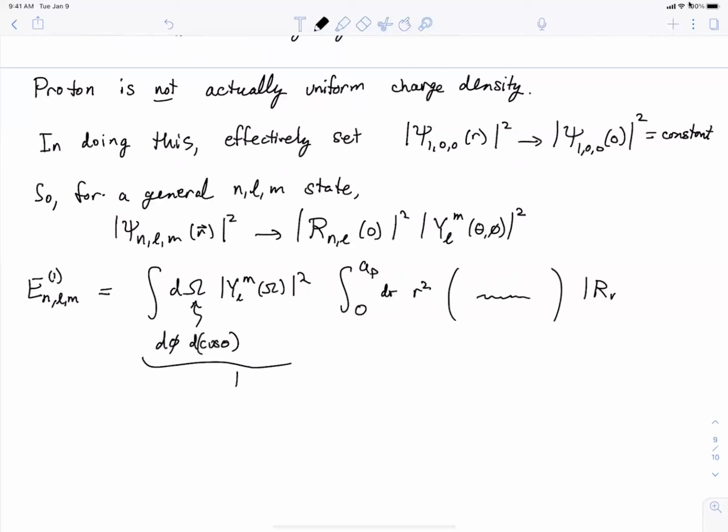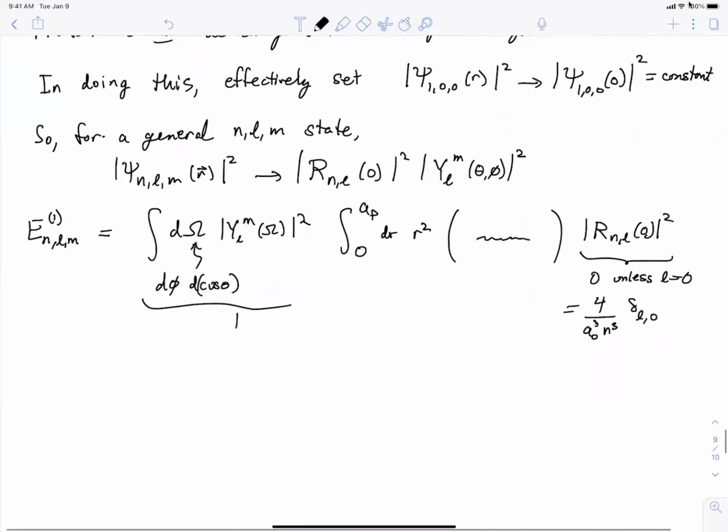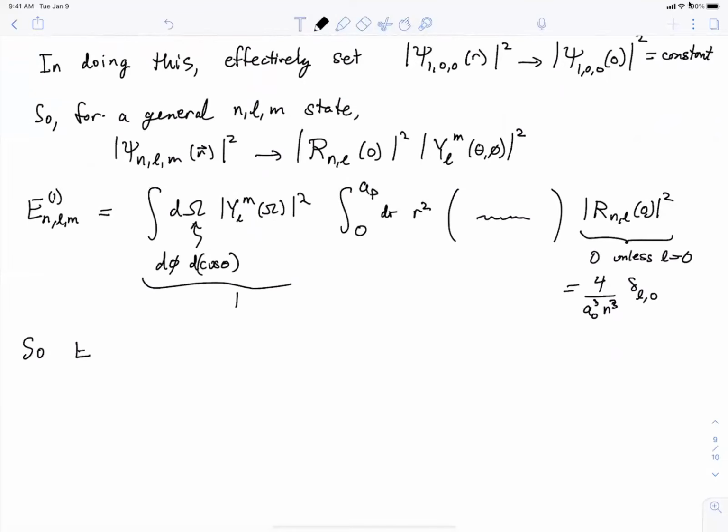And then there was RNL of 0 squared, which it turns out is 0 unless L equals 0. So it turns out it's equal to 4 over Bohr radius cubed times n cubed delta L0. So that's telling you that just for the ground state, we got a very small number, but this is a 1 over n cubed. For excited states, it's even smaller. And so the general formula looks like this. You might worry that for excited states, it would have gotten larger, but no, it gets smaller.